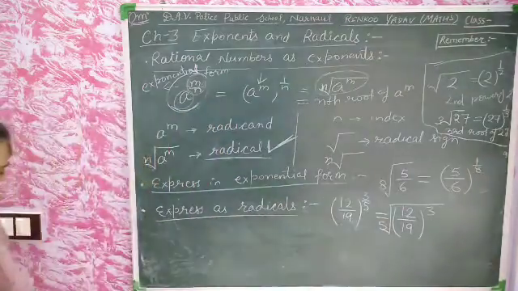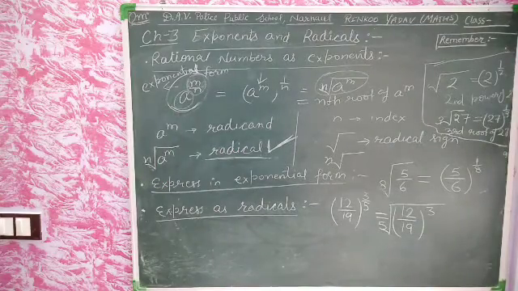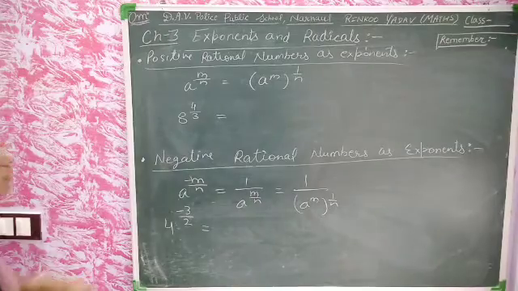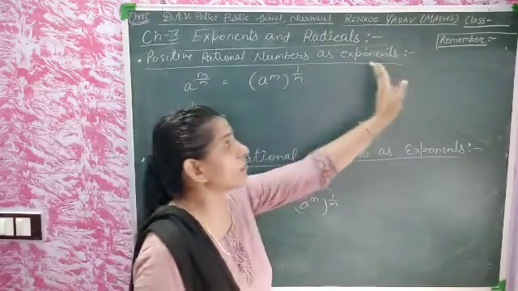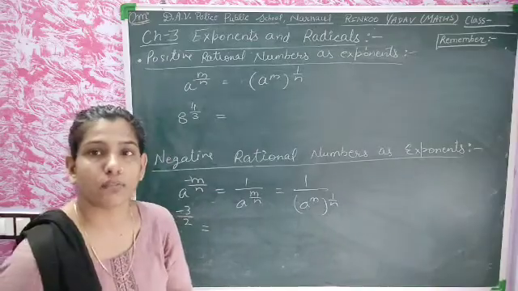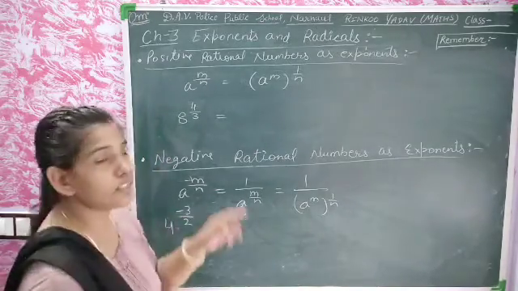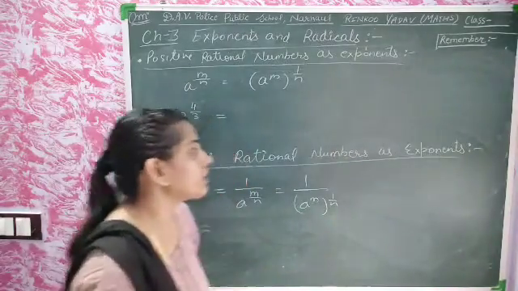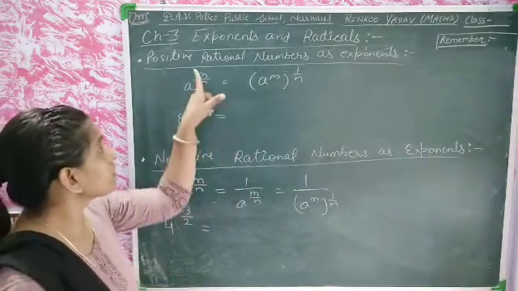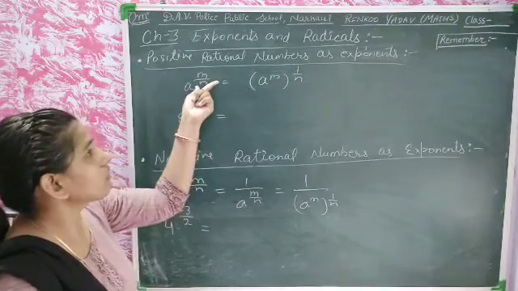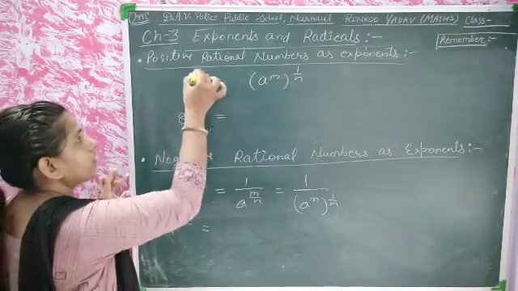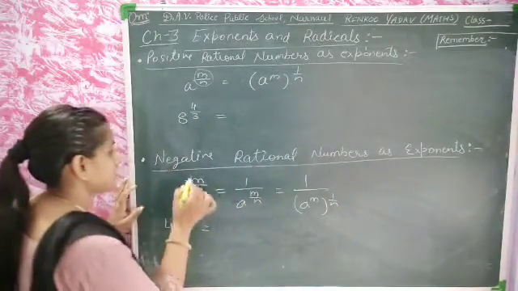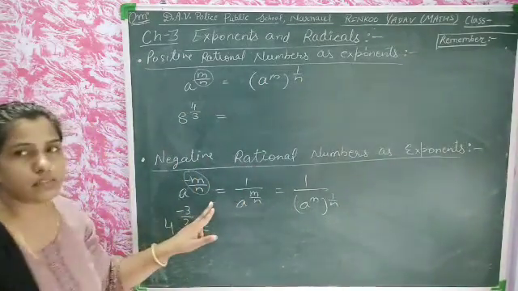Okay. Now we will do positive rational numbers as exponents and negative rational numbers as exponents. Now students, you are seeing here the positive rational numbers as exponents, and there are negative rational numbers as exponents. Here the exponent is a positive rational number, and here is the negative rational number as exponent.